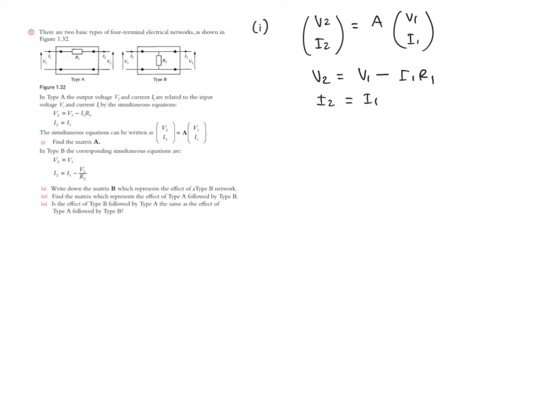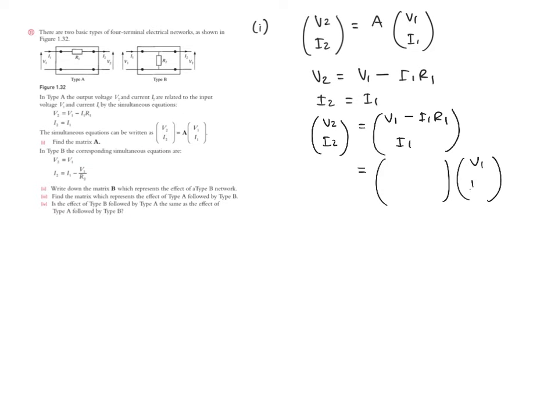And we can start to think of this as a pair of matrix equations. So V2 I2 equals, and then in a matrix, V1 minus I1 R1 and I1. And then the right hand side has got to come about by doing some sort of matrix vector multiplication here with V1 I1, and then this matrix here is going to be matrix A. So we just have to get the coefficients right.